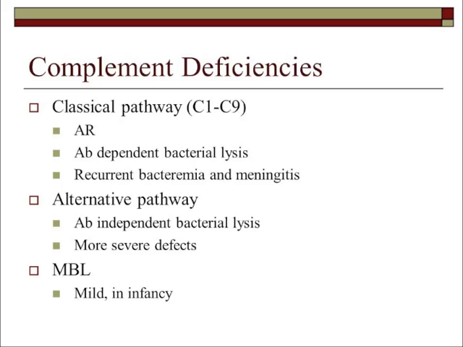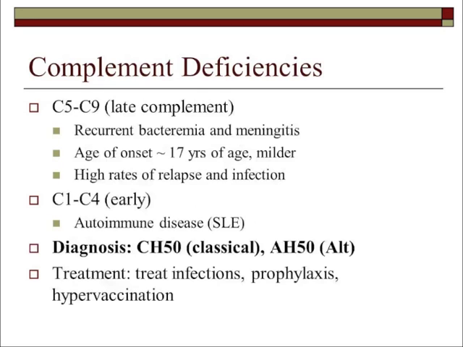And the alternative pathway, like I said, is antibody-independent, so it can be directly activated, and it's going to have more severe defects. So like I said, late complement is going to be these recurrent bacteremias and meningitis. This is so that you remember, because it was definitely a question. Age of onset is usually 17 years of age, but the presentation is going to be more mild. Like I said, inflammation is a sort of double-edged sword. So if you think of an impaired inflammatory response, then they're going to have fewer symptoms and be a lot more mild in their presentation.